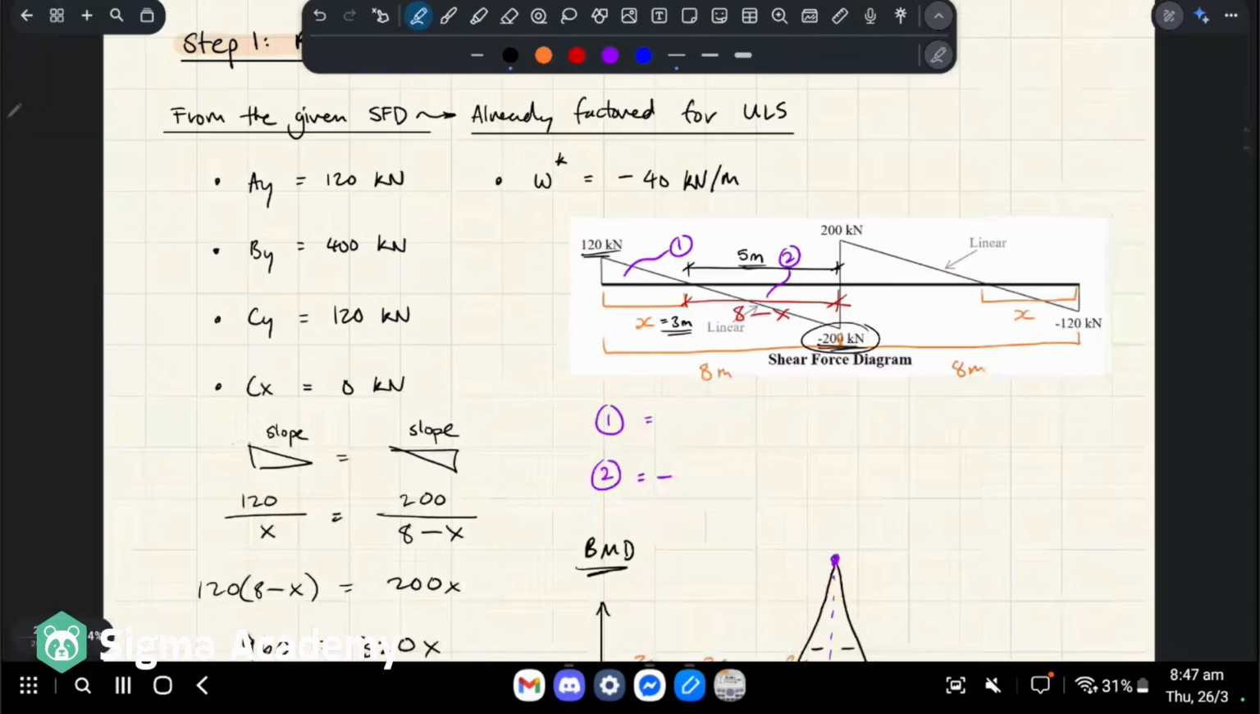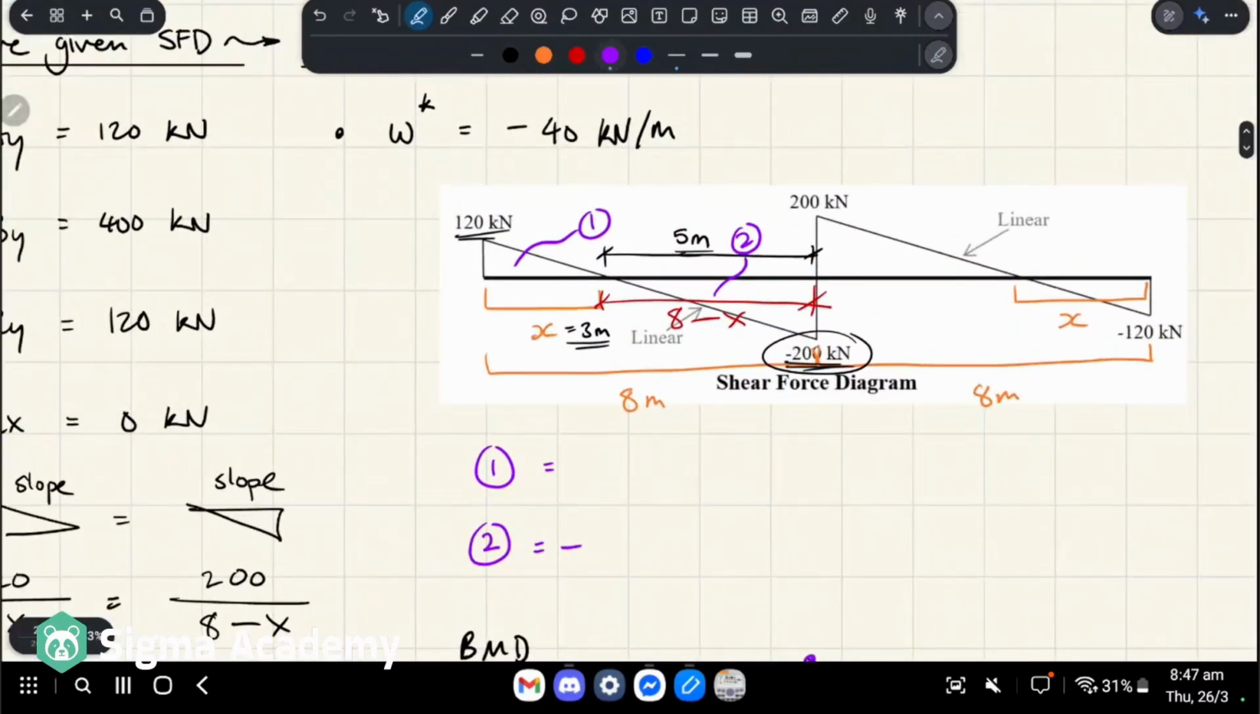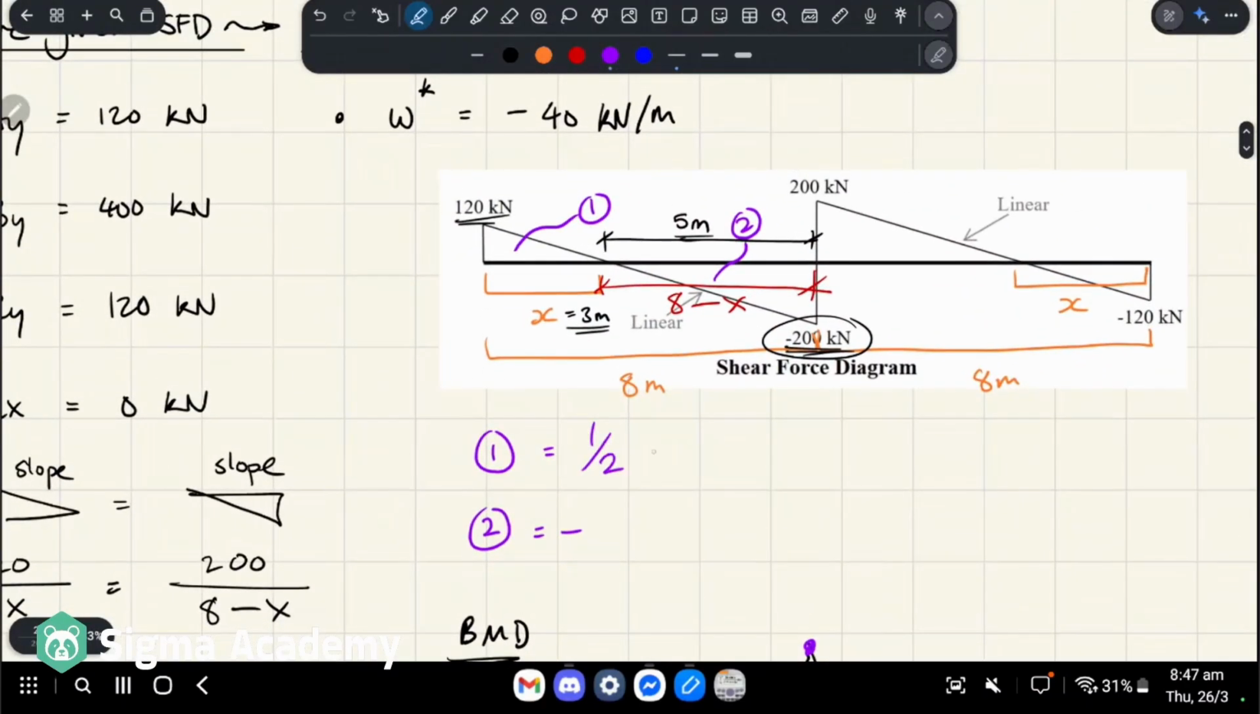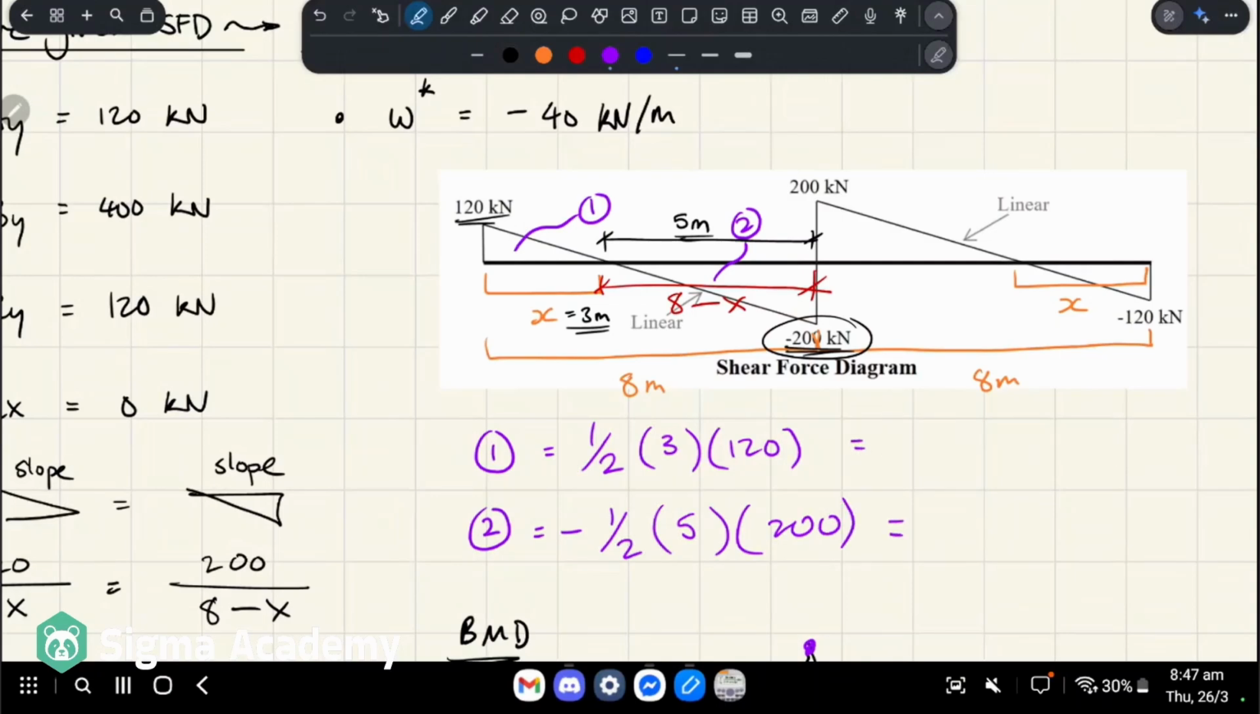So we can work out the area, okay? Area of a triangle is half base times height. Half the base is 3 meters, the height is 120, and then negative for the second triangle, half the base is 5 meters and the height is 200. Cool, so this gives us 180. We're multiplying meters by kilonewtons, so it's going to be in kilonewton meters. And the second triangle is negative 500.